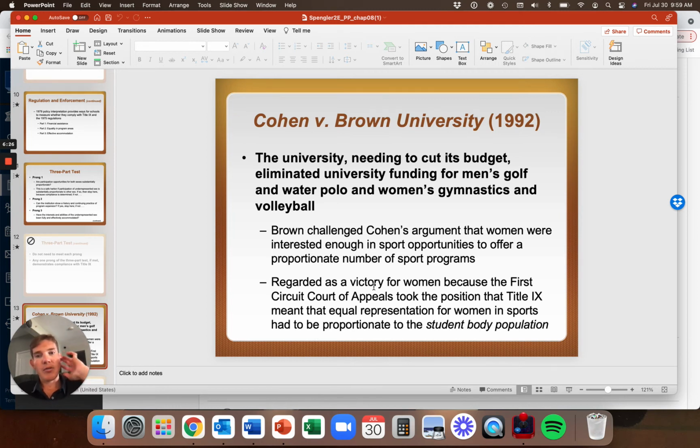Then the Cohen and Brown versus Brown University case occurred. Basically, what happened, the university needed to cut its budget because it was not making enough money to fund all the programs. So they cut men's golf and water polo, and then women's gymnastics and volleyball. And they made it sound like basically it was equal, cutting 2 programs for 2 other programs, but it ended up being kind of lopsided. Usually when you cut a women's volleyball program or gymnastics, those are big teams, especially for women's sports, because they don't have football, whereas football eats up a lot of scholarship because it's such a large team and it's only men.